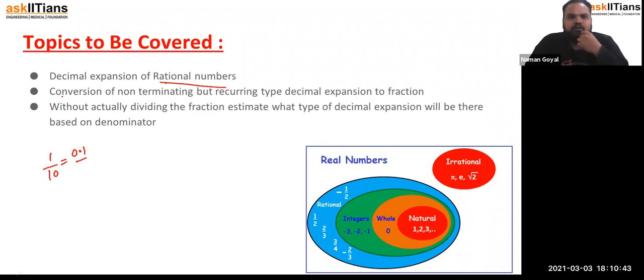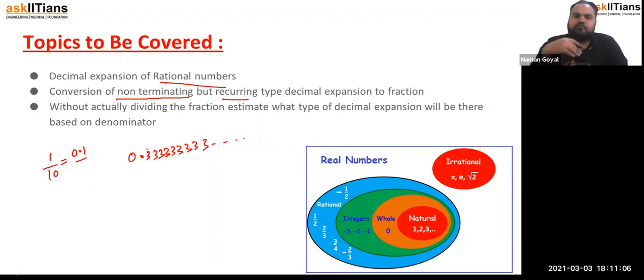After that, we learn about conversion of non-terminating recurring decimals, meaning the digits repeat. If I write down a number 0.3333333333 and so on, this is non-terminating. The number never terminates, but it repeats the values. 3 comes so many times, so they are known as non-terminating repeating rational numbers.